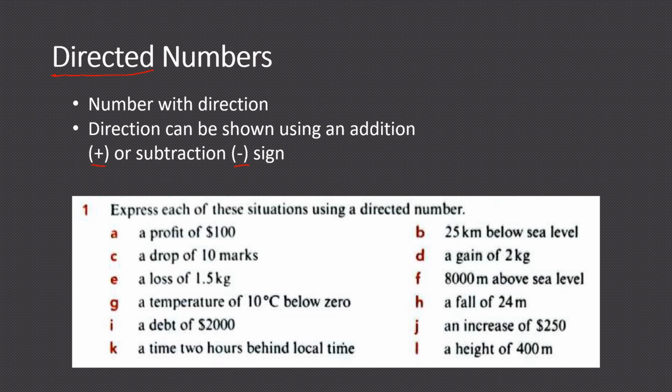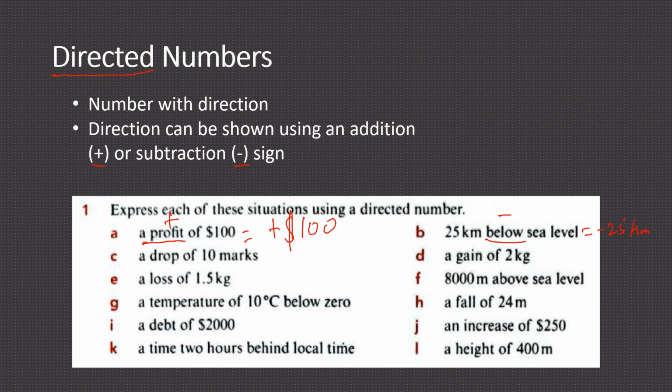The first part of this question is a profit of $100. A profit is used to show us which direction it is going, and a profit always tends to show positive. So the answer would be positive $100. B says 25 kilometers below sea level, and below is used to show negative, so this would equal minus 25 kilometers.